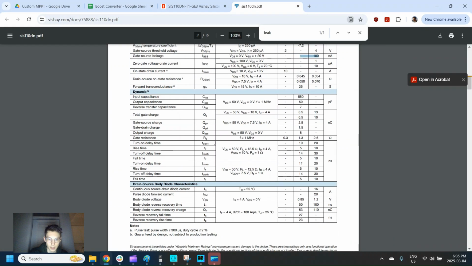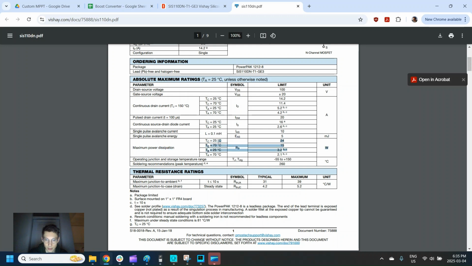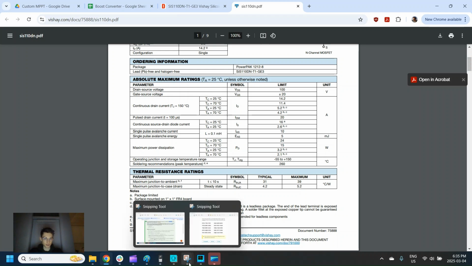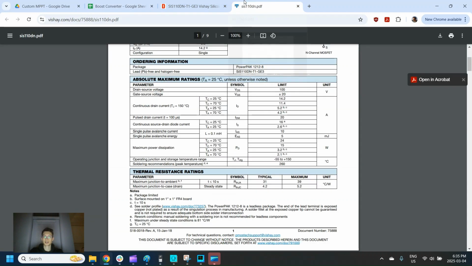The other thing I want to look at is the power dissipation. Maximum power dissipation. I'm not sure what these different values are here, but let's take these top numbers. So at 70 degrees or 25 degrees, we have 15 to 24 watts that it can dissipate. So does that make sense for our converter? Yeah, we're not running it higher than about 1 watt. So we can definitely use this, and it's not going to blow up. We don't need to add any excessive heat sinks or anything.